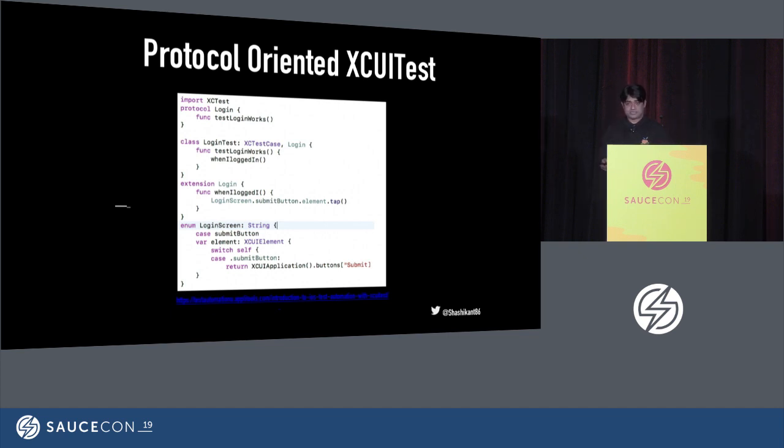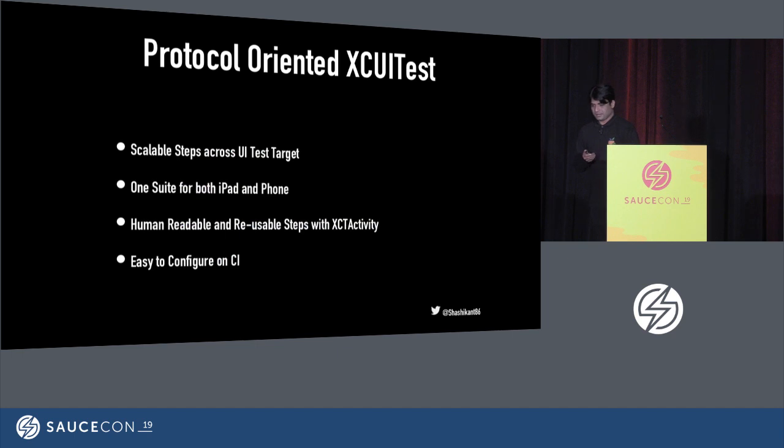The course on Test Automation University has explained how to set up the protocol-oriented structure using Swift protocol extensions and enum, so we don't go into detail in this talk. Having that framework in your app, what we get is scalable steps. That means once you wrote the step, you have access to that step all over your UI test target. You don't need to instantiate any class, or do any kind of crazy inheritance stuff.